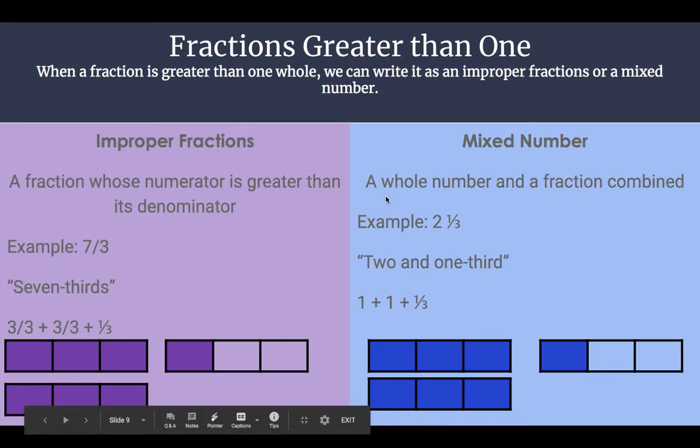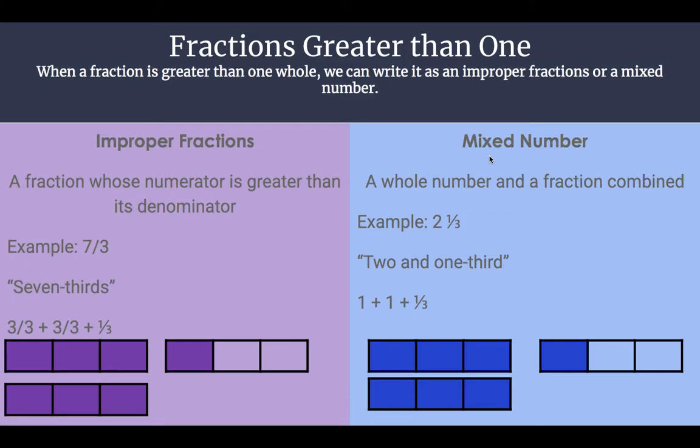We can also write fractions greater than 1 as a mixed number. So that's a whole number and a fraction. An example is 2 and 1/3. This is how we would read it. This is how we would write it.